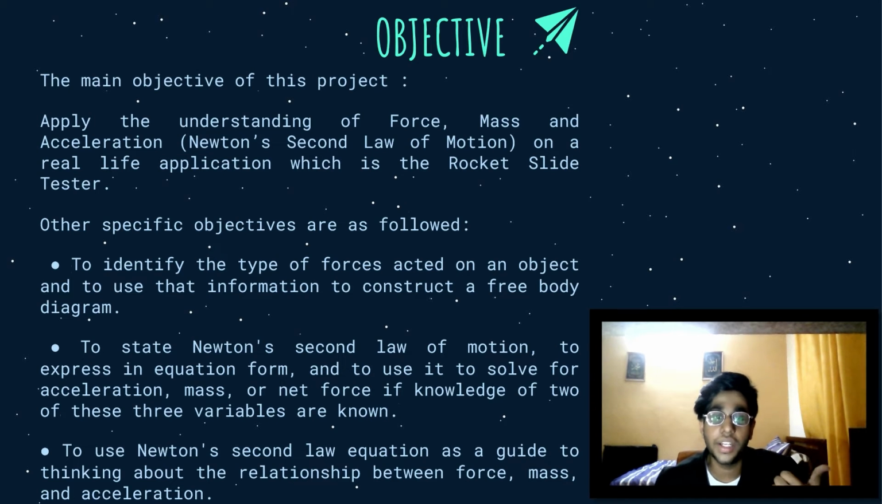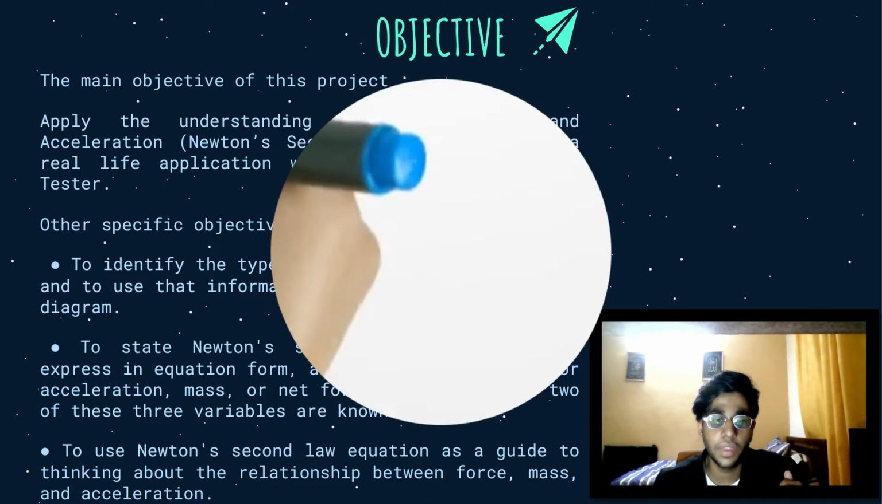First, to identify the type of forces acting on an object and to use the information to construct a free body diagram. Secondly, we want to state Newton's second law of motion, express it in equation form, and use it to solve for acceleration, mass, or net force, if two of these three variables are known. Lastly, we want to use Newton's second law equation as a guide to thinking about the relationship between force, mass, and acceleration.